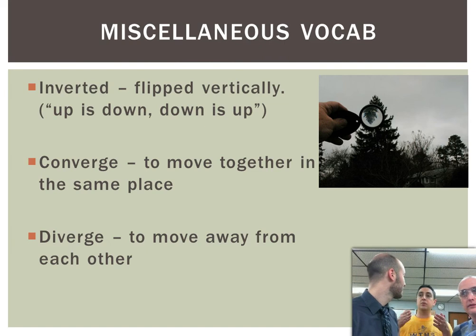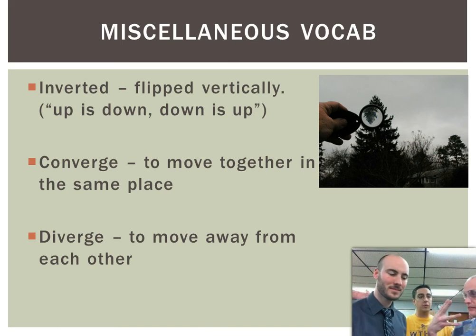Converge means to move two things together. So in the case of light, if you converge light, you're bringing it to a point. Think of a magnifying glass where you make it a solid point, and you can burn things when you focus it together. And to diverge is to move away. So it's the opposite. It spreads it out. Diverge spreads away and converge comes together.